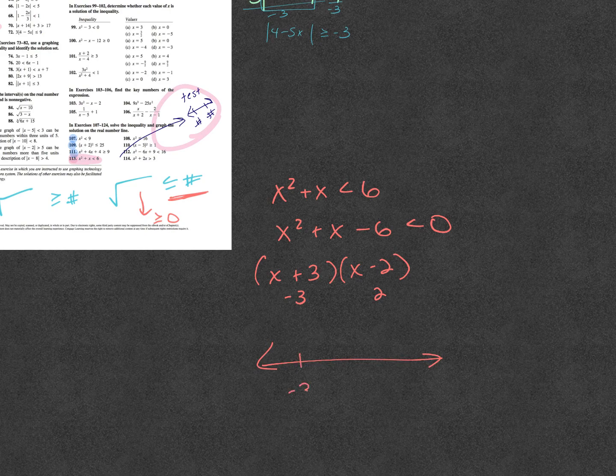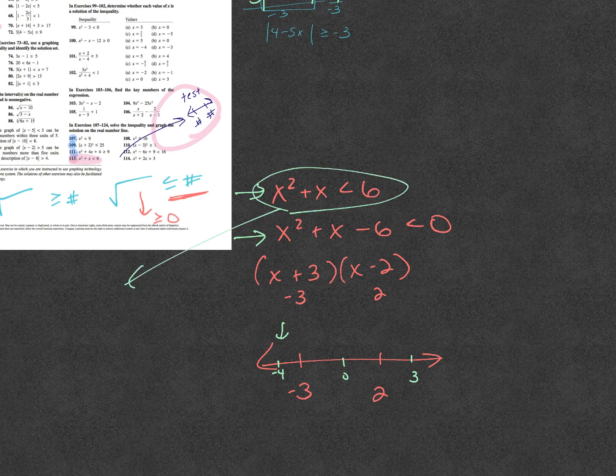So then on my number line, I'm going to plug in a point left of -3, like -4, in between like 0, and greater than like 3. And you can plug it in up here, you can plug it in here, it doesn't matter where you plug it in, okay? If I do it from the beginning, I can say -4 squared minus 4 is less than 6. 16 minus 4 is less than 6. 12 is not less than 6.